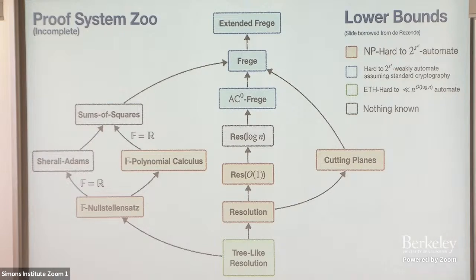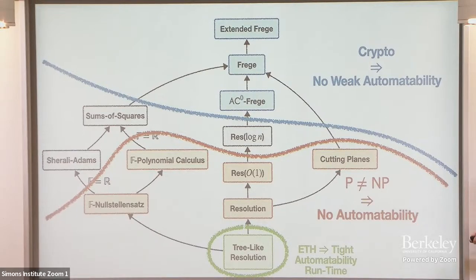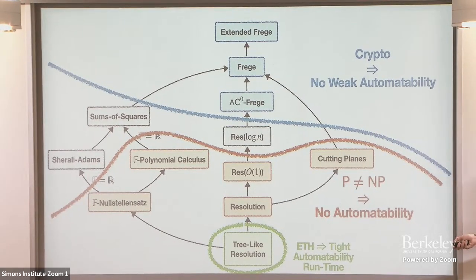Down on the bottom side, assuming NP is different from P, we can get lower bounds on automation, but we can't get any lower bounds on weak automation. And then we have this annoying middle slice of proof systems where we can't really say anything at all. So we should think of the world like this. Once the proof systems become very rich, assuming cryptography, we don't even get weak automatability. Once the proof systems are weak, we can relax this assumption, and assuming P not equal NP, we will not get automatability. But this doesn't rule out that we could weakly automate in some stronger proof system.